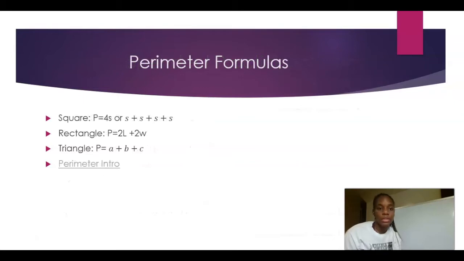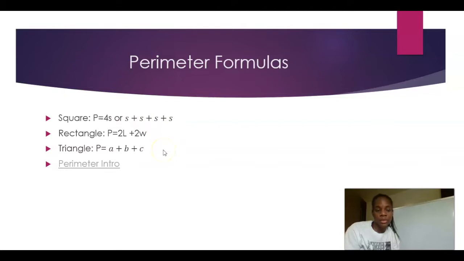Here are the formulas that we're going to use. When it comes to a square, you'll use the formula 4S, or S plus S plus S plus S. When you see a number and a letter right next to each other, those are vocabulary words: the number serves as a coefficient and the letter serves as a variable. The definition of a coefficient is the number being multiplied by the variable, and the variable is just the unknown.